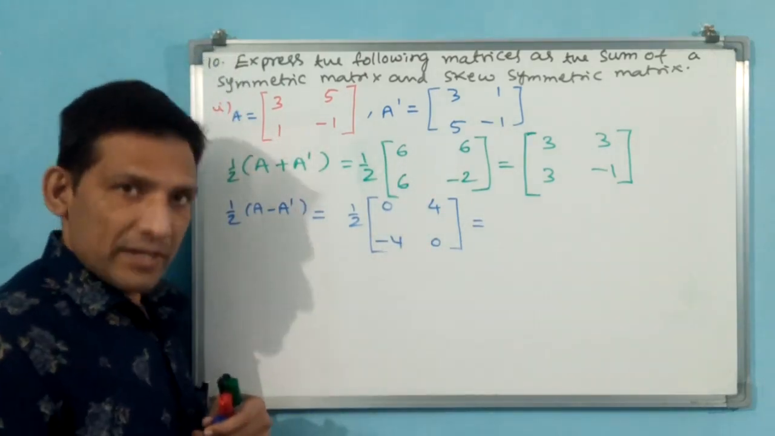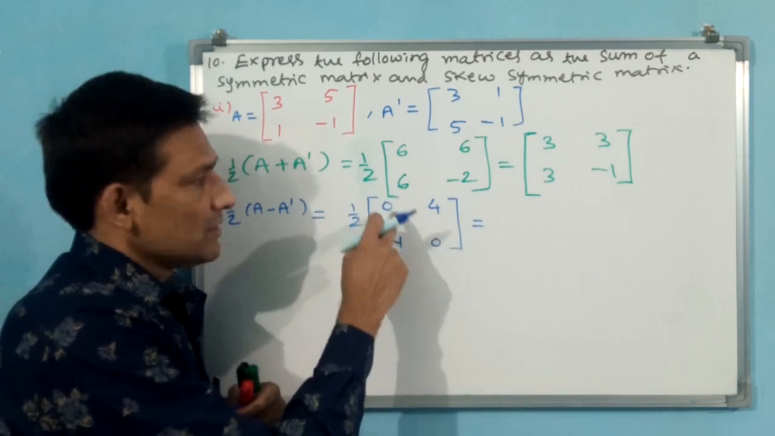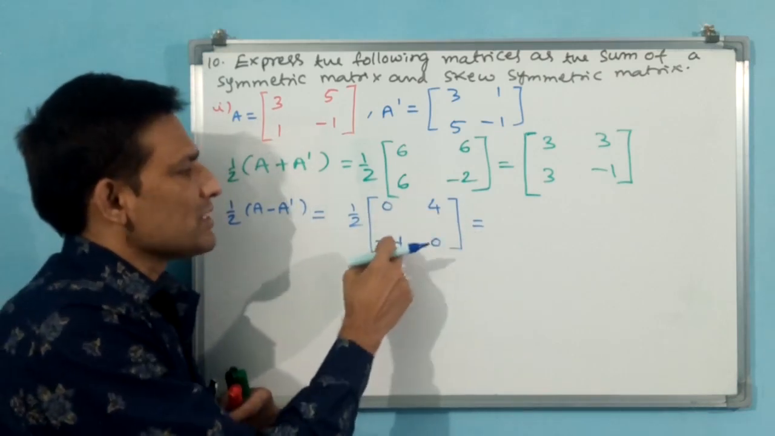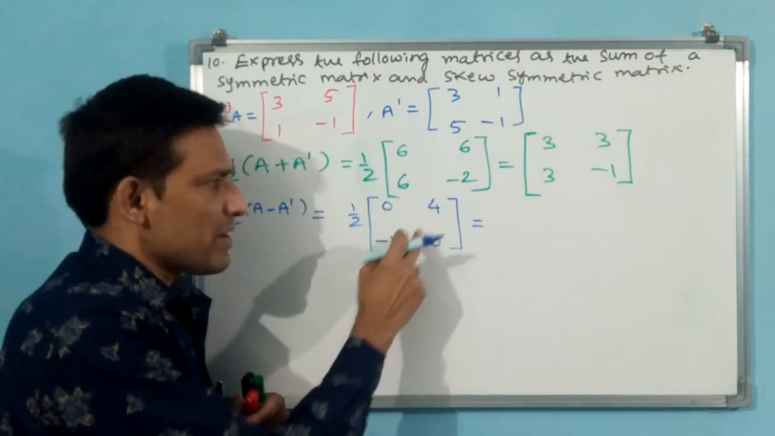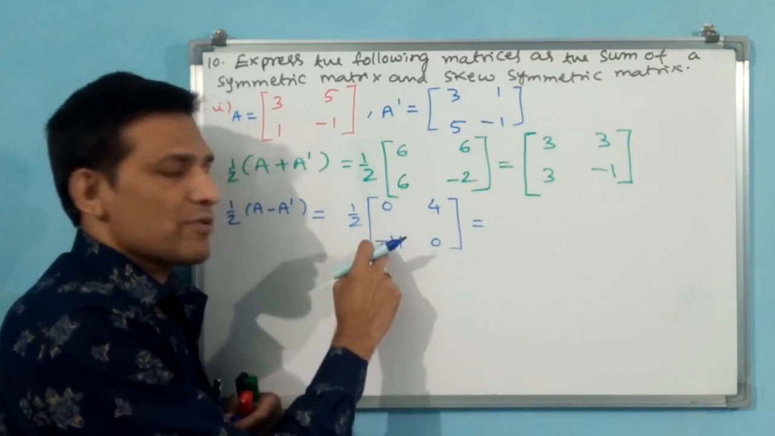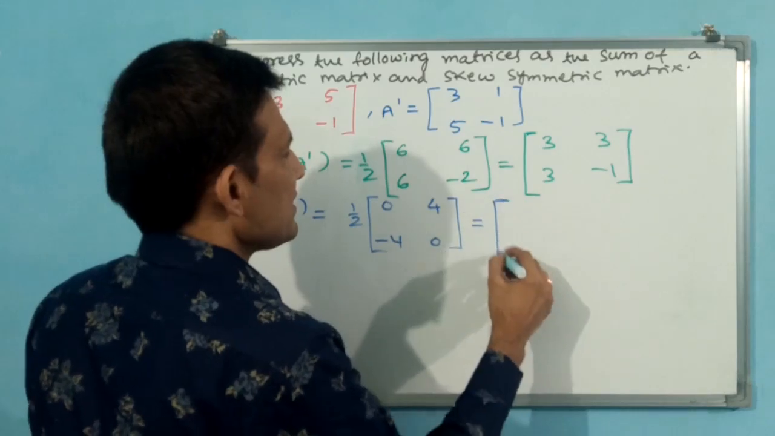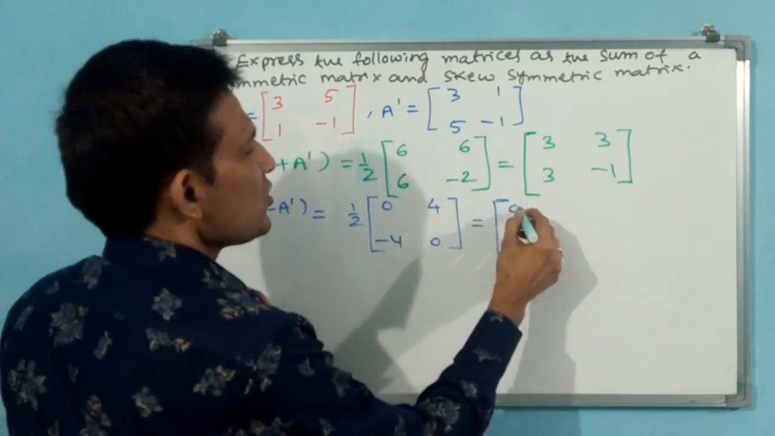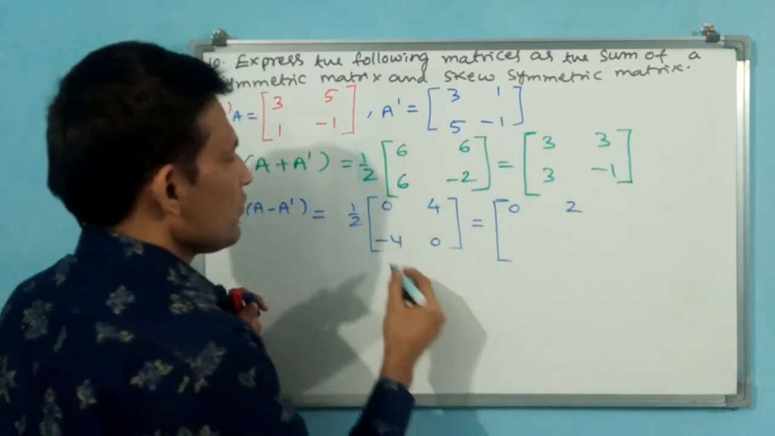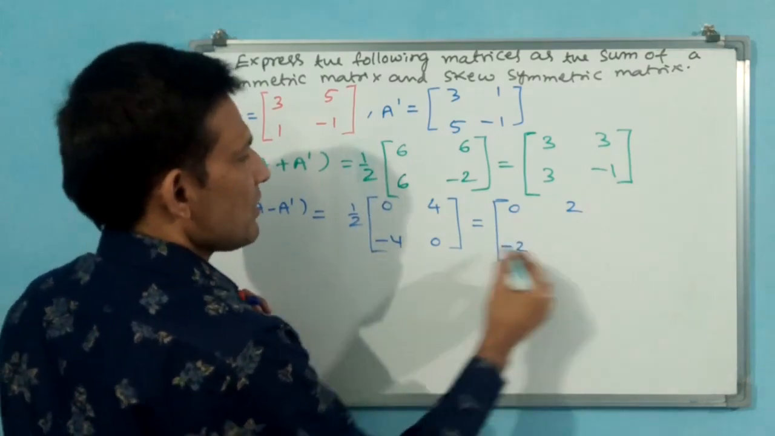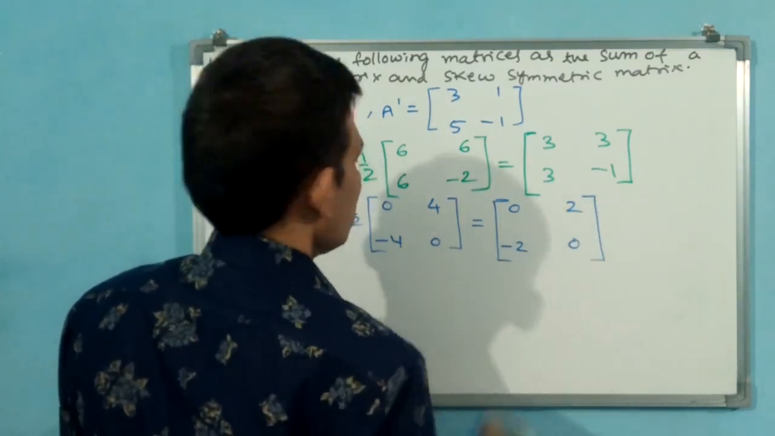Is it a skew symmetric? Definitely. Why? Because it is a square matrix and the diagonals are 0. The opposite elements have the same value but with a negative sign. Now you send 1 by 2 inside also. If you send 1 by 2, 0 doesn't change, but 4 will become 2, minus 4 will become minus 2, and this is going to become 0. Okay.